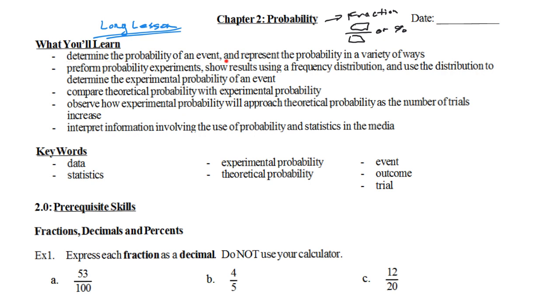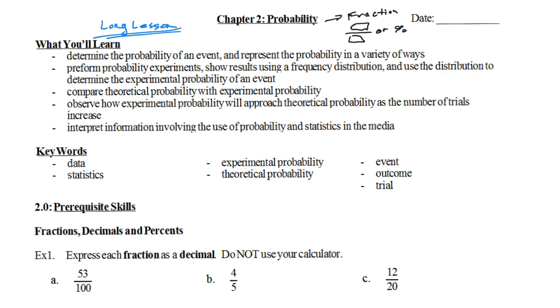So in this unit, you're going to determine the probability of an event. You're going to perform probability experiments, so theoretical probability experiments. And then you're going to use a frequency distribution, i.e. tabulation of different events that happen, and use distributions, i.e. graphs, to show what's actually happening during the experiment. You're going to be able to compare theoretical probability with a thing called experimental probability.